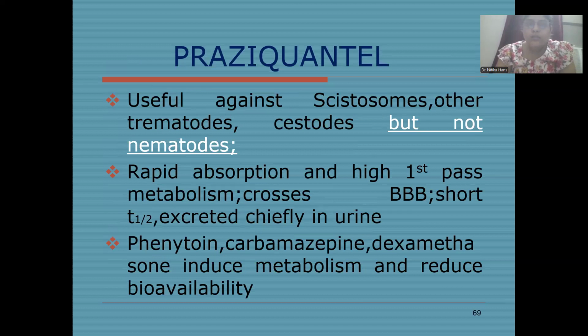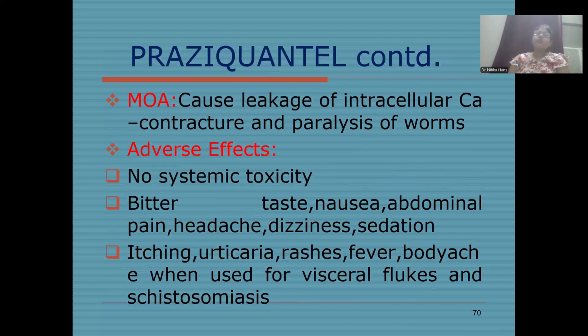So praziquantel is useful against schistosomes, other trematodes, and cestodes, but not nematodes. It has rapid absorption with high first-pass metabolism, crosses the blood-brain barrier, has a short half-life, and is excreted chiefly in the urine. Phenytoin, carbamazepine, and dexamethasone can induce the metabolism and reduce the bioavailability of praziquantel. Mechanism of action: it will cause the leakage of intracellular calcium, leading to contracture and paralysis of the worms.